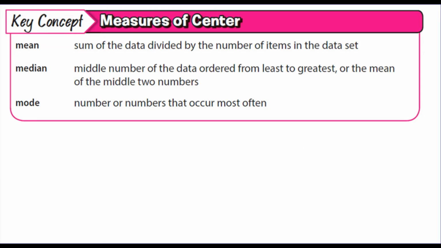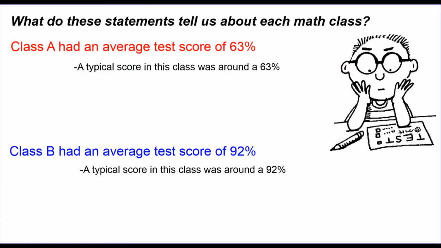So think about these statements, and what do they tell us about each math class? Class A had an average test score of 63%, and Class B had an average test score of 92%. Well, what do these averages or the means tell us about the class? It summarizes the class in a single number, and it gives us a pretty good idea of how each class did on the test without having to look at everybody's individual scores.